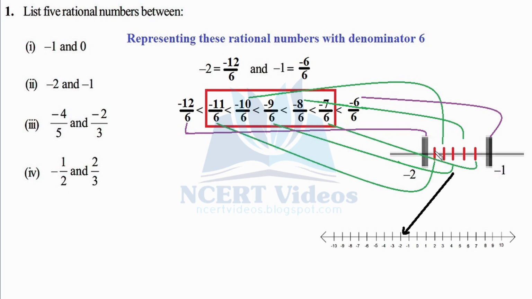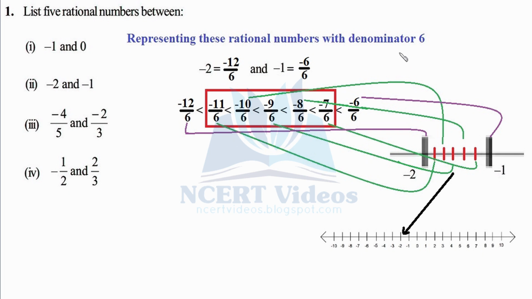So this will be your minus 11 over 6, minus 10 over 6, and so on. And this is your minus 1 or minus 6 over 6. And this is your minus 2 because it is minus 12 over 6. Therefore, these are the required 5 rational numbers.